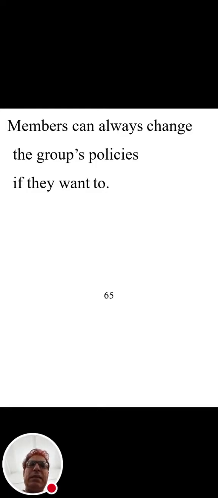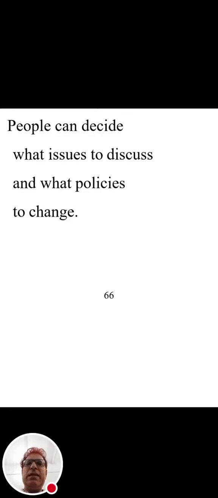Okay, members can always change the group's policies if they want to. People can decide what issues to discuss and what policies to change.